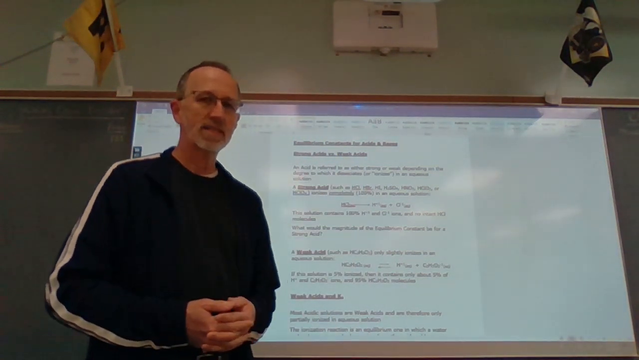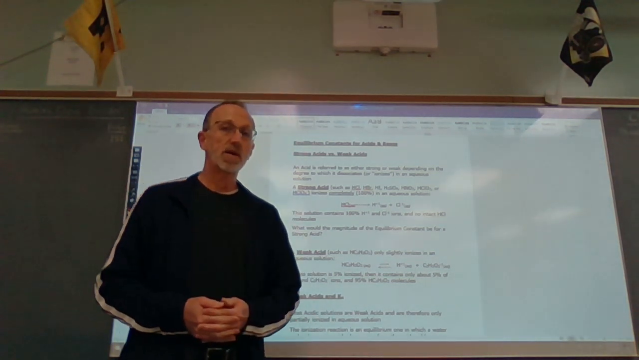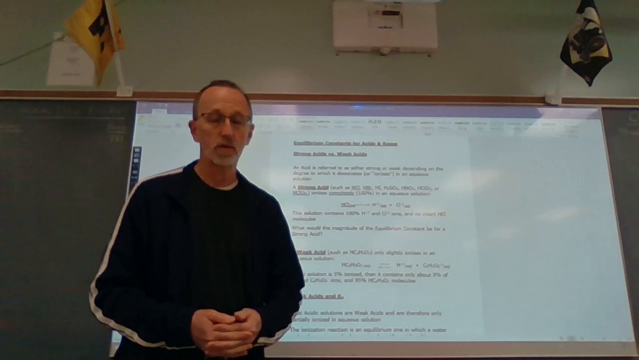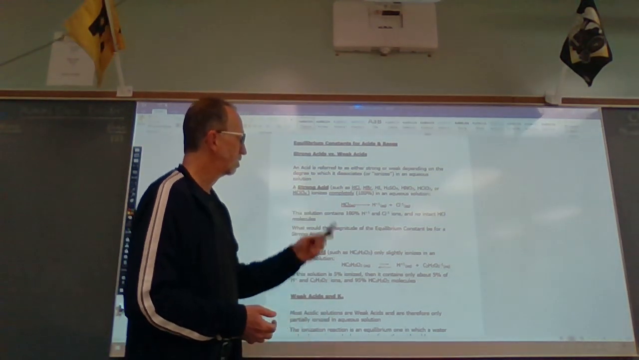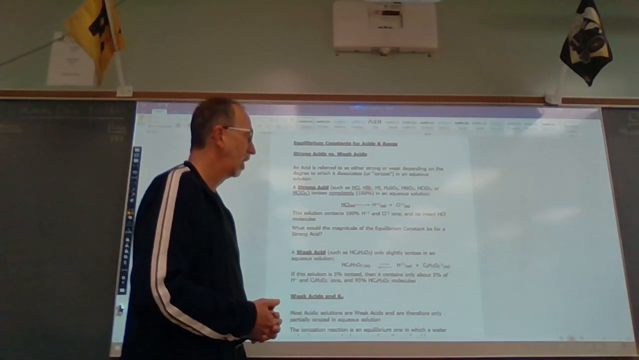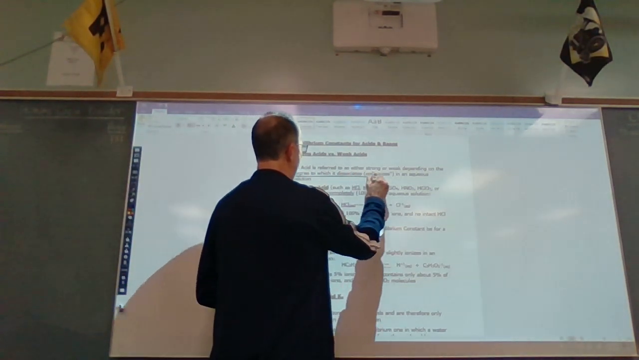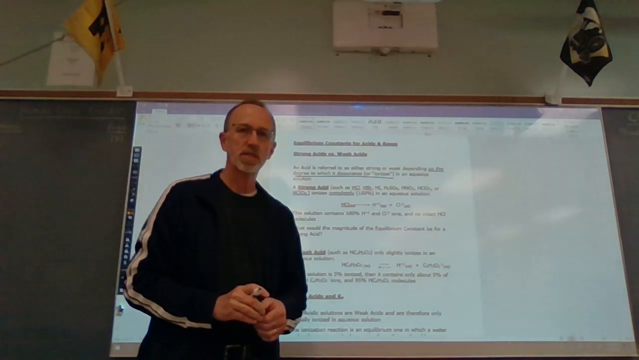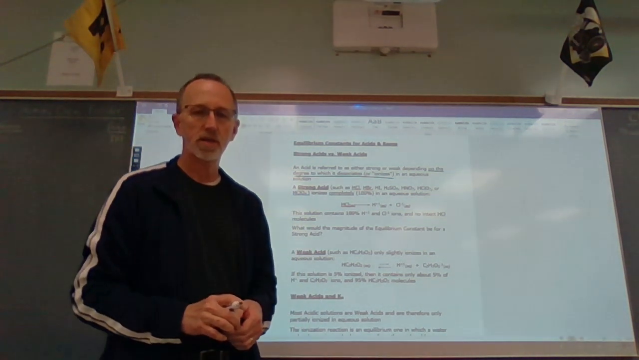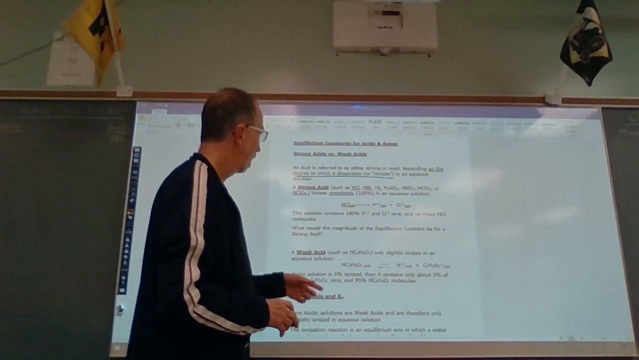All right, so equilibrium constants for acids and bases, and today we're going to talk about acids. First we want to reiterate what it means for an acid to be strong as compared to weak. An acid is referred to as either strong or weak depending on the degree to which it dissociates or ionizes. A strong acid, and we mentioned this when we first looked at our unit on acids and bases, which I believe was Unit 11.1.